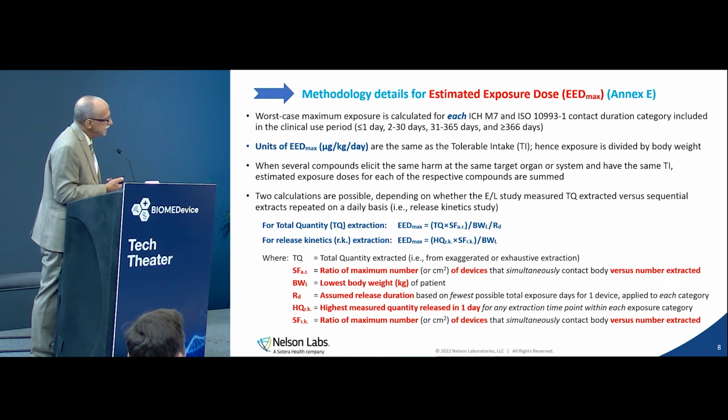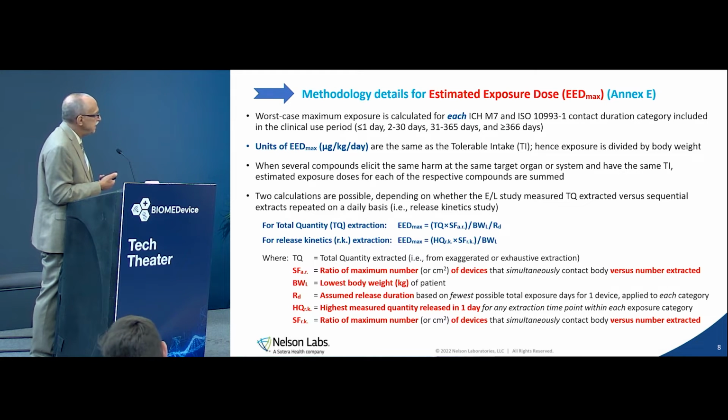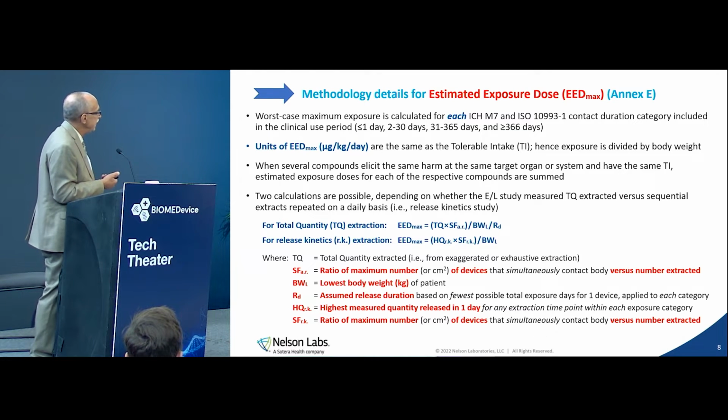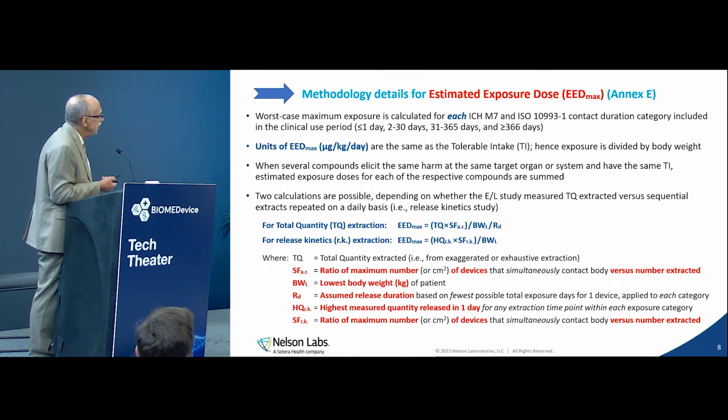Then the second aspect is estimating the exposure to the patient from the chemistry data, and that's in Annex E. You calculate the worst case maximum exposure for each ICH-M7 and 10993-1 contact duration category for medical device that covers the clinical exposure category. So you might have to evaluate 0 to 1 day, 2 to 30 days, 31 to 365, and greater than 366 as separate evaluations for a chemical. When several compounds elicit the same harm at the same target organ, you're supposed to sum the exposure doses.